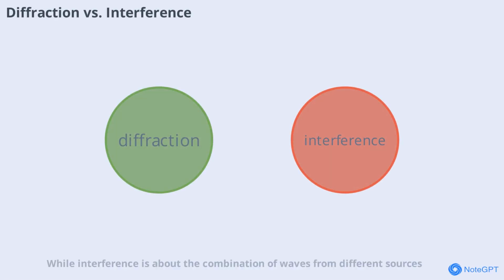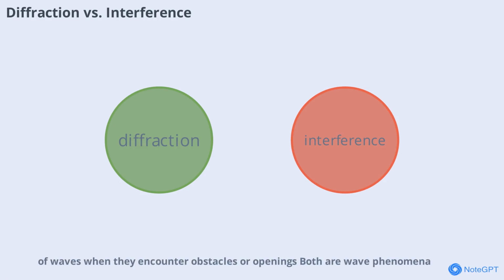While interference is about the combination of waves from different sources, diffraction refers to the bending and spreading of waves when they encounter obstacles or openings. Both are wave phenomena and they often occur together. Understanding the difference helps us analyze complex patterns in wave optics experiments.